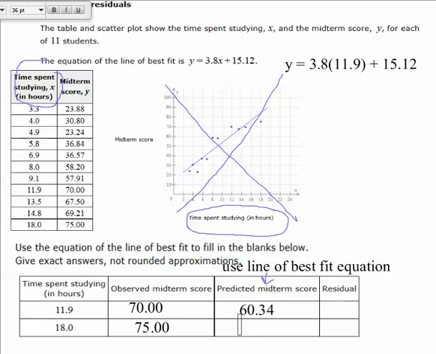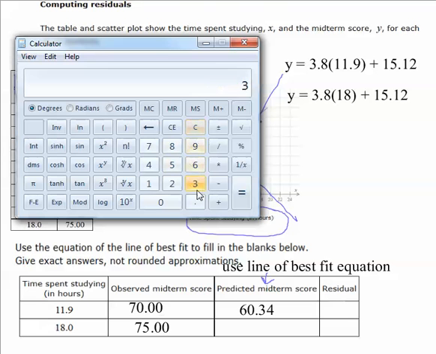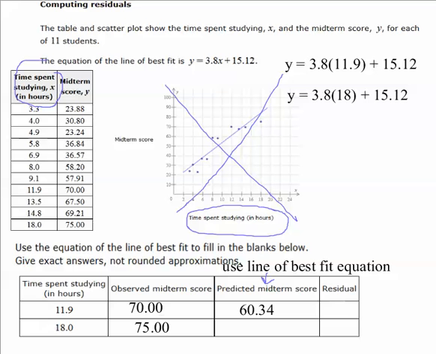Now I'm going to do the same exact thing. This time I'm going to use 18 for our time. So same formula, same line of best fit, but this time our X is going to be 18. So get my calculator back up here, clear it out, 3.8 times 18. And then we're going to add to that 15.12. And we get a value of 83.52. So that is our predicted value, 83.52, for those students that studied 18 hours.